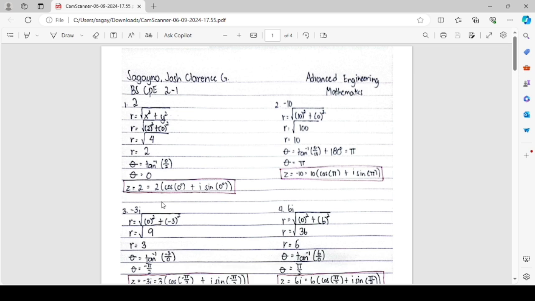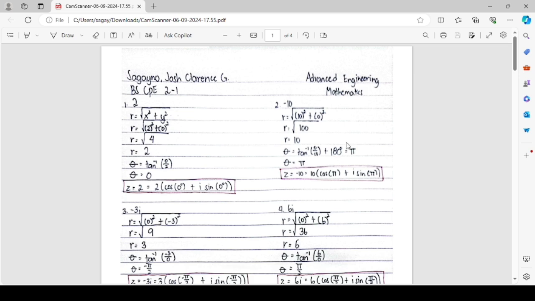To get theta, theta is equal to the arctan of (y over x). Since the y has no value, it's 0, and x is 2, so 0 over 2. Then we get theta equals 0. Then the final answer is z equals 2 equals 2 cosine 0 plus i sine 0.